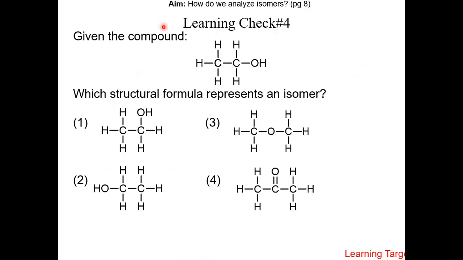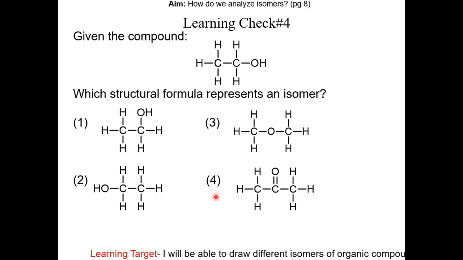Learning check number 4. Given the compound, which structural formula represents an isomer? Pause the video, resume as completed. Choice 1 is wrong because this is single bond rotation. Choice 2 is wrong because it's a mirror image. Choice 4 is wrong because it's the wrong molecular formula. So the best answer is choice 3.